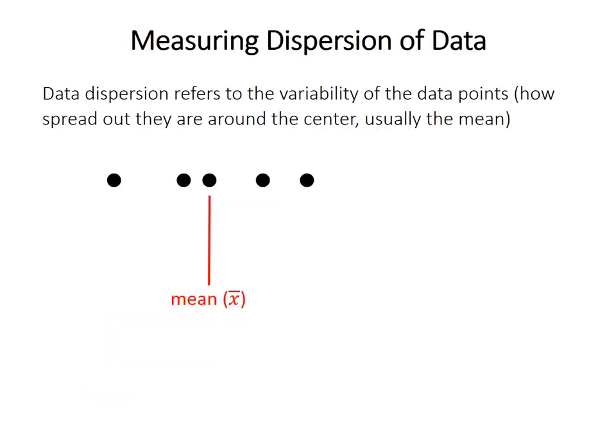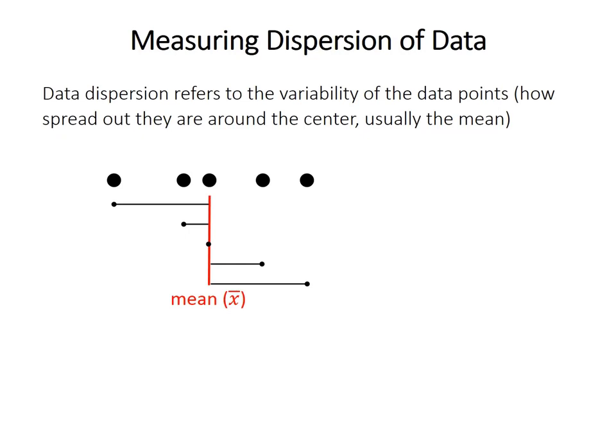Dispersion is just a technical term for variability, describing how spread out the data points are around the center of the data, with the center usually being measured by the mean. The simplest way to measure dispersion is just to calculate the distance from each point to the mean. So you just subtract the mean from every point. However, there's a problem with this. Points smaller than the mean will have a negative difference, and points larger than the mean will have a positive difference, so they're going to tend to cancel each other out. It's not a great measure of dispersion then.